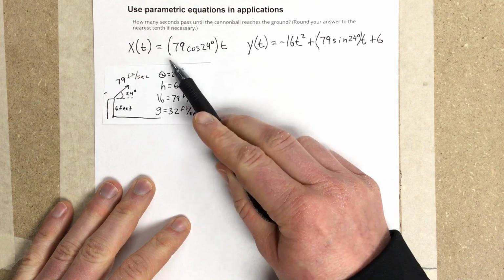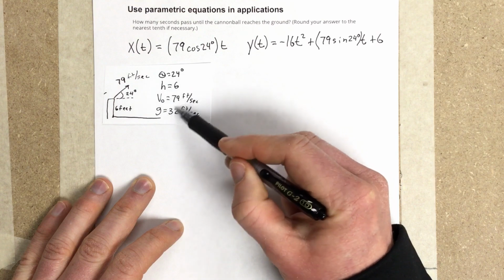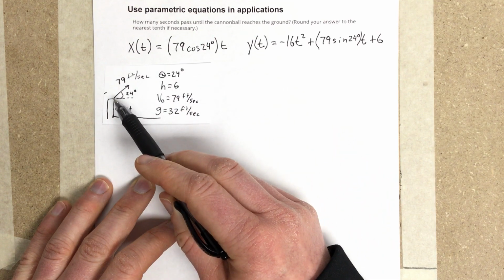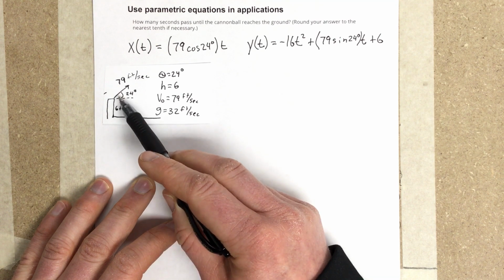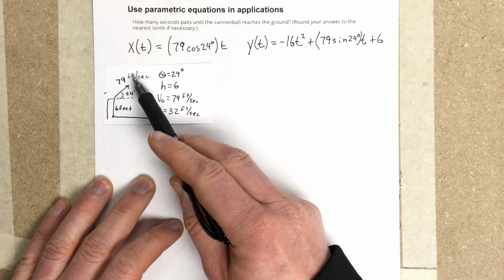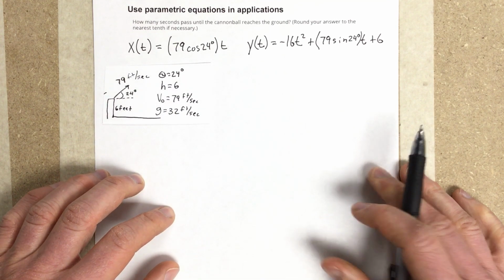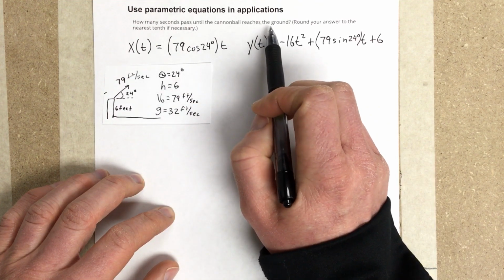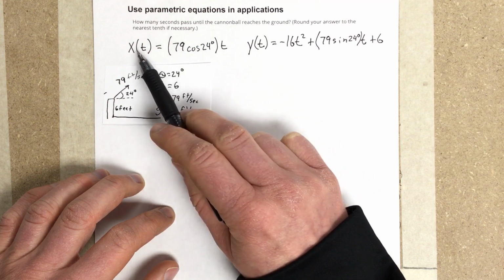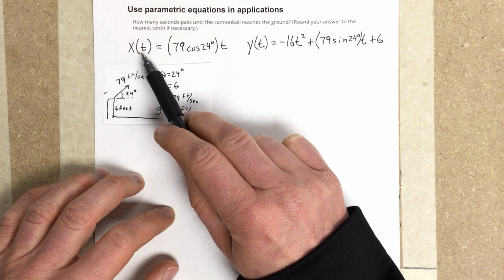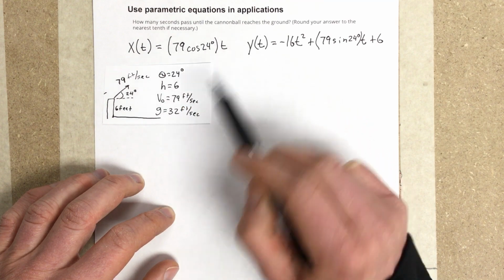We found the parametric equations for x of t and for y of t based on this scenario and this information, where we were shooting a cannonball from a 6-foot initial height at 24 degrees with 79 feet per second of initial velocity. And they want to know how many seconds pass until the cannonball reaches the ground. Well, when you have these equations split up like this, it makes it very easy to figure this out because x of t is going to be the horizontal distance. So we don't really care about that because y of t is going to determine when we hit the ground.